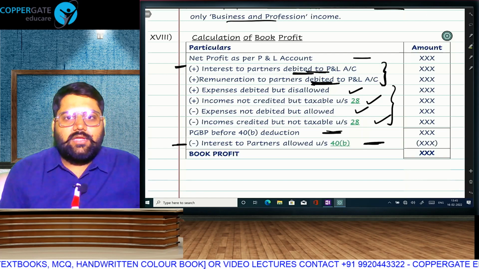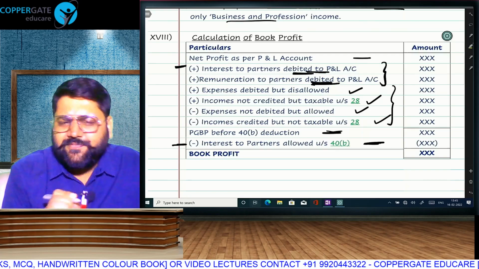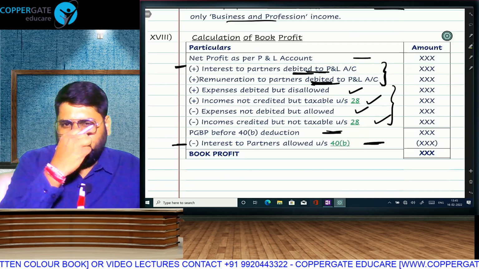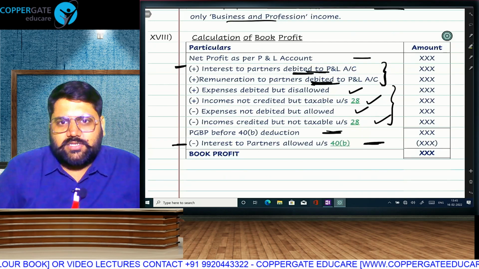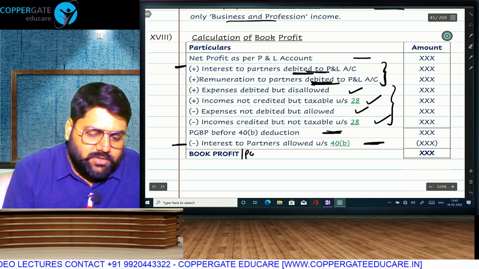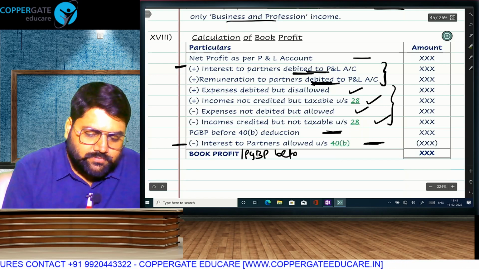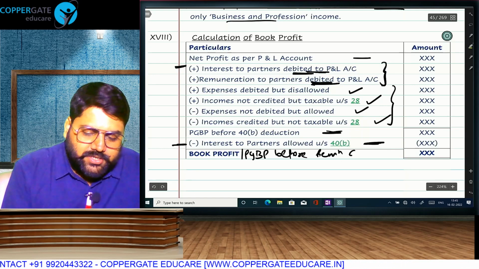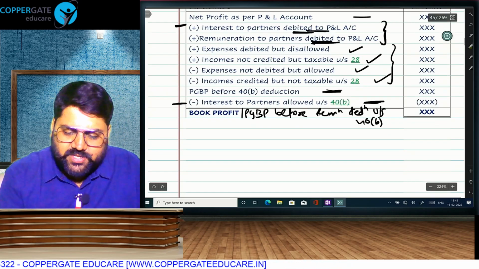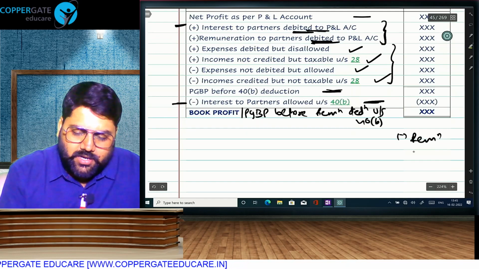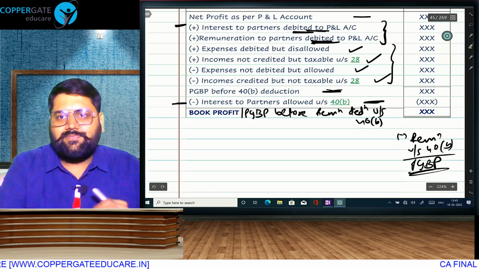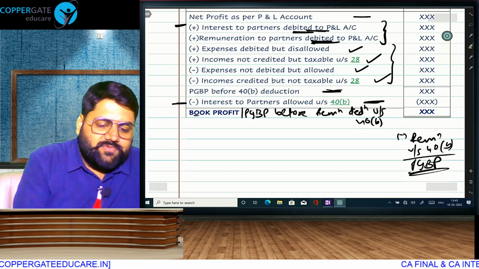After taking this interest deduction, there is only one thing remaining, that is the remuneration allowable. If we give that, we will get our PGBP. This can be called the PGBP before remuneration deduction under section 40B. Only one thing is left. If I subtract from this amount the remuneration that is allowed under section 40B, in fact, I will end up getting my taxable PGBP also, and that amount will be called book profit.